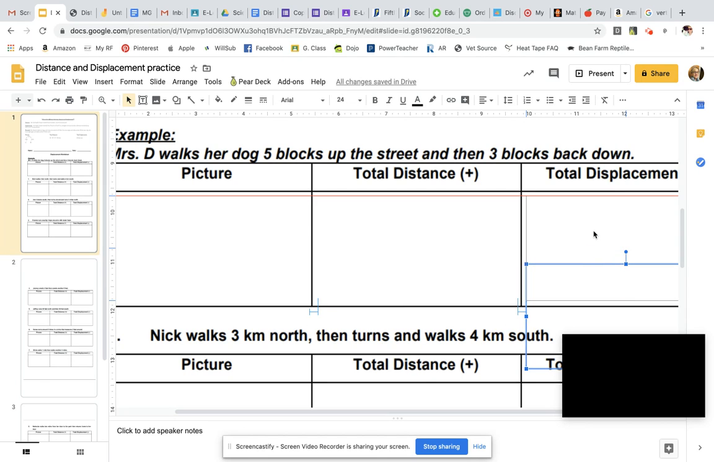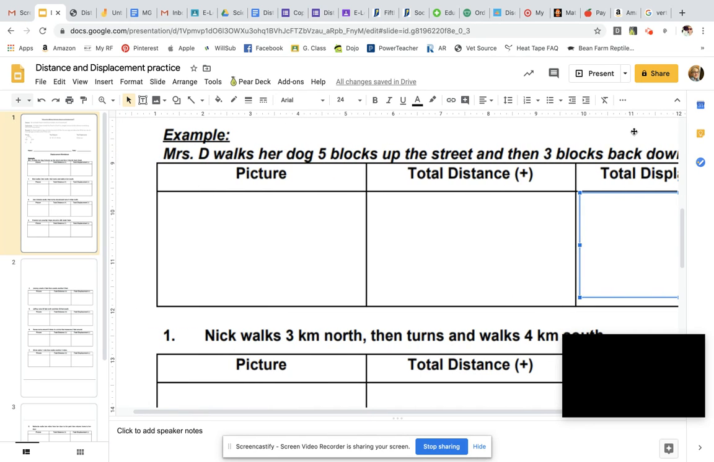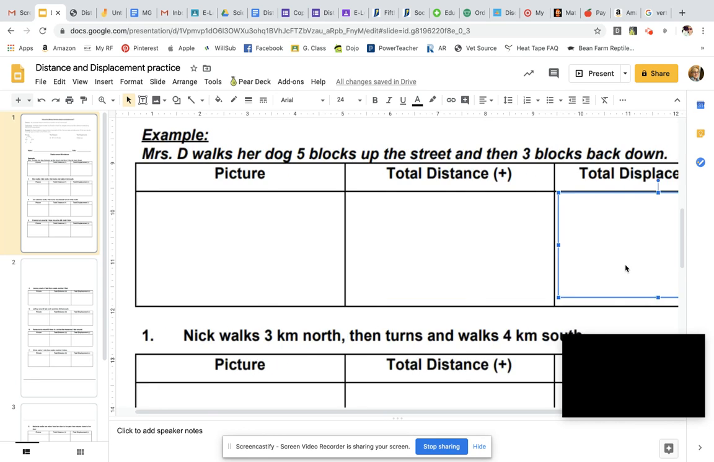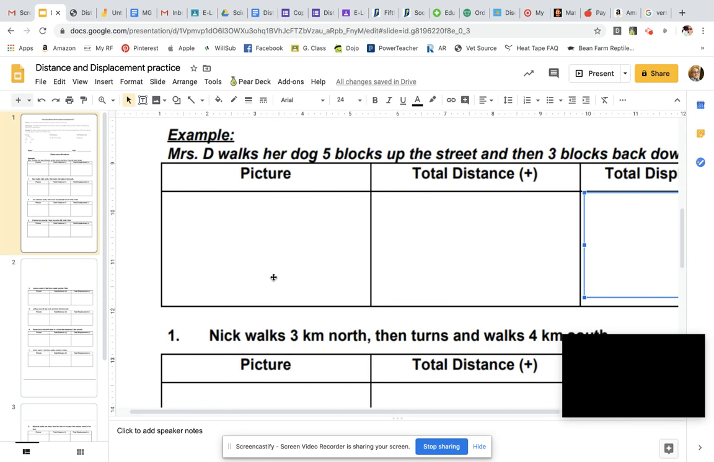So in each of these text boxes, you'll see you've got your example here or your actual problem there. Then in the first box, you'll draw your picture using the lines. In the second box, you'll do your distance. And in the third box will be your displacement. And there's only 10 problems for you to go through, and they all only have 2 directions that are being traveled.